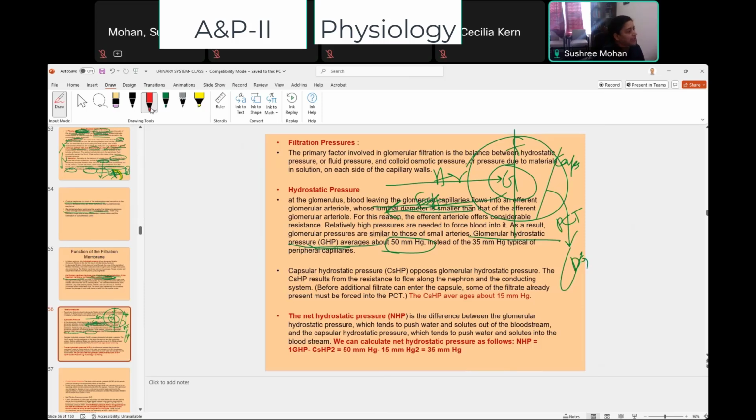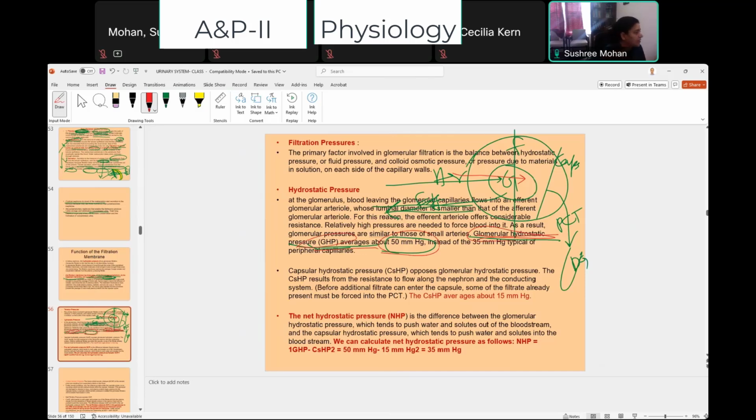The pressure that is exerted in this forward direction is the glomerular hydrostatic pressure, and that is 50 millimeter mercury pressure. I already explained to you how that pressure develops because of the difference in diameter of the afferent and the efferent. So this is called glomerular hydrostatic pressure, 50 millimeter.